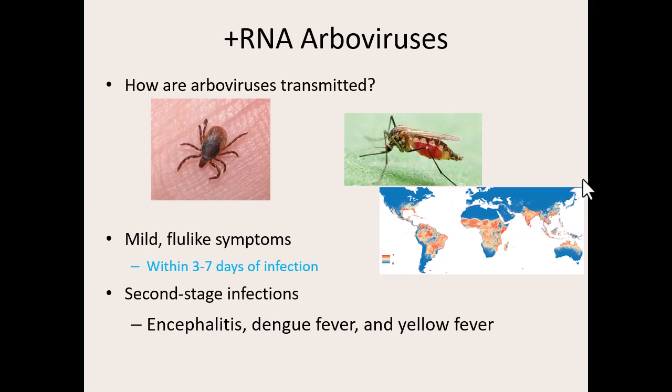Most of the viruses in this group just cause mild flu-like symptoms within about a week of infection: being tired, fatigue, headache, fever. But some of them can cause more severe infections, called second stage infections. I'll get to that in a second, but they can cause more severe signs and symptoms, which we then name the diseases, called encephalitis, inflammation of the brain tissue, dengue fever, and yellow fever.